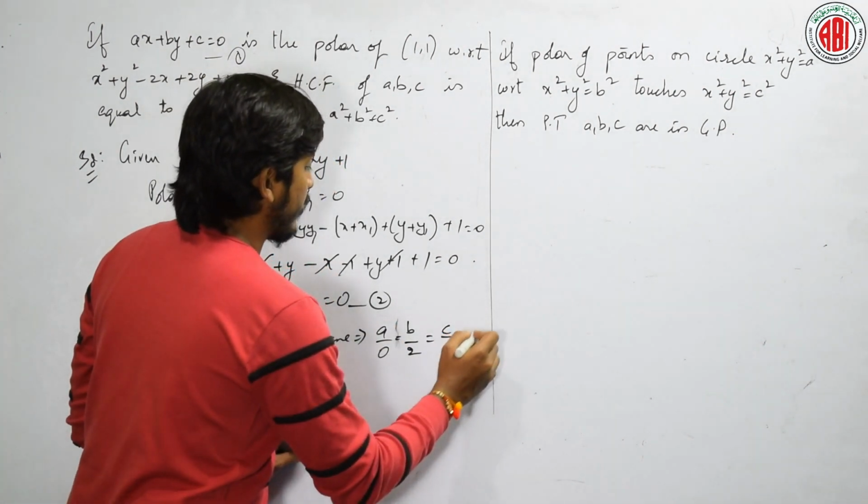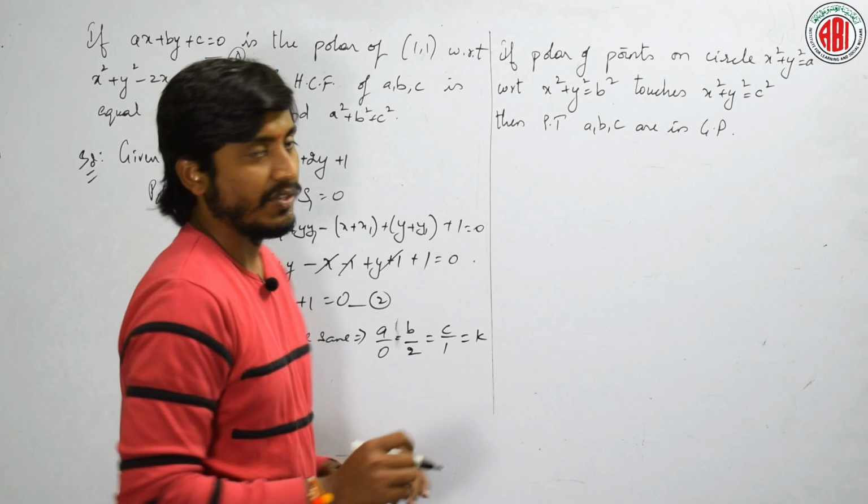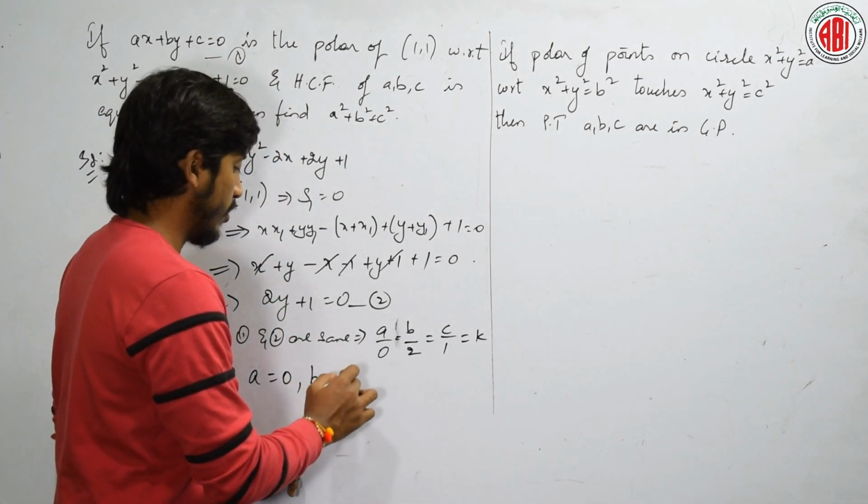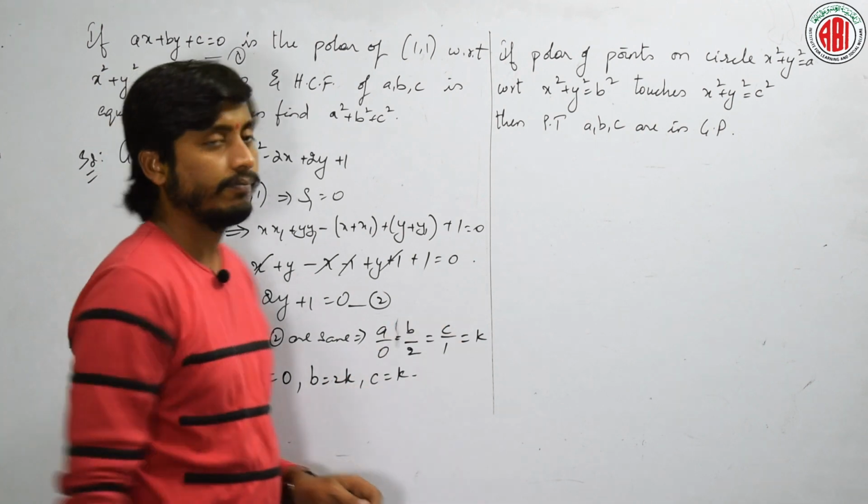Let us equate it to some constant k. So, what do we get? a is equal to 0, let it be. b is equal to 2k. c is equal to k.